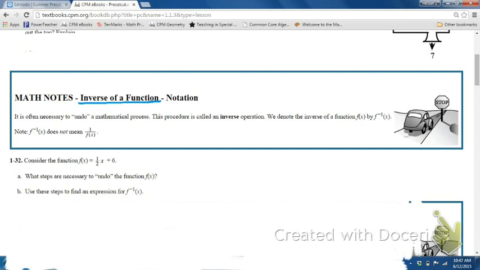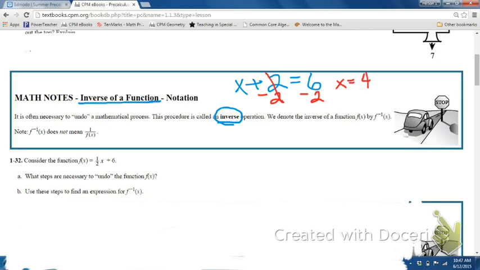It's often necessary to undo a mathematical process. This is called an inverse operation, right? So if x plus 2 equals 6, for example, you probably know x is 4, but mathematically the way we can prove it is by moving this 2 over by doing the inverse, by subtracting, right? And then x equals 4 would be our answer.